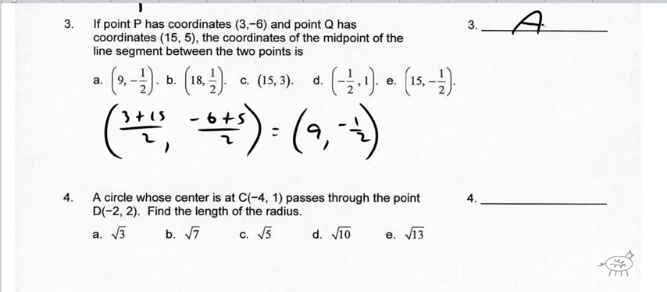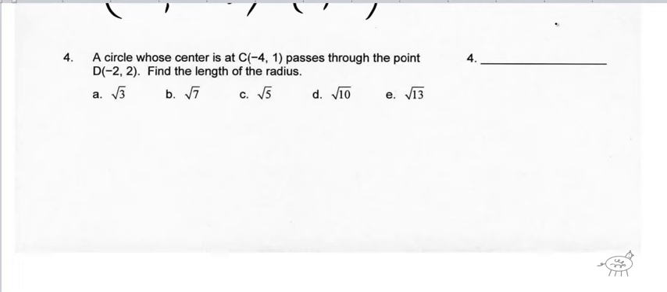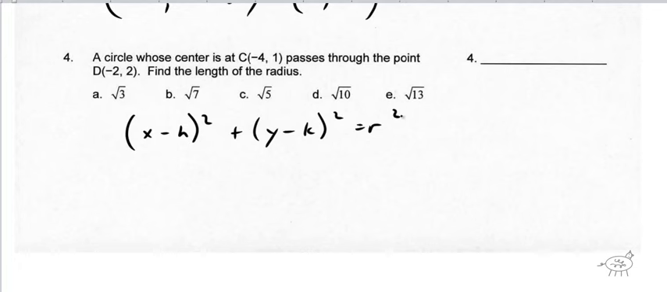So it's A. Pretty easy. 4. A circle whose center is C(-4, 1) passes through the point D(-2, 2). Find the length of the radius. Okay, so if you guys remember the equation for a circle, (x minus h) squared plus (y minus k) squared equals r squared, I think it's a good idea to know these.